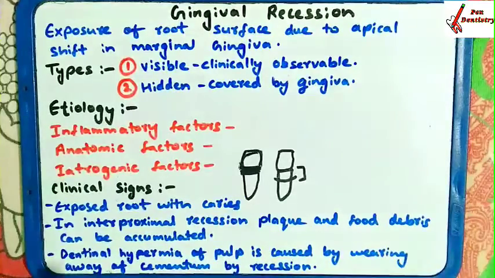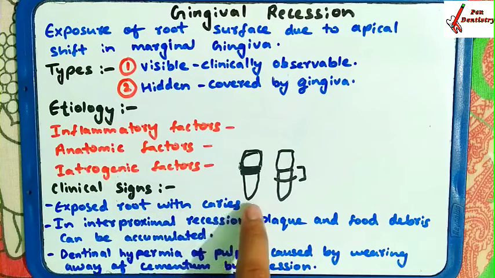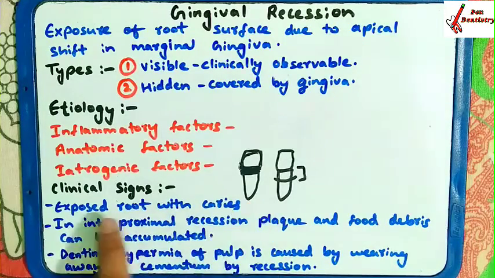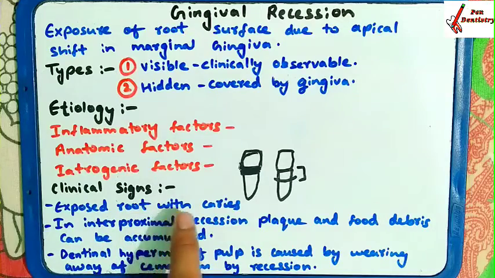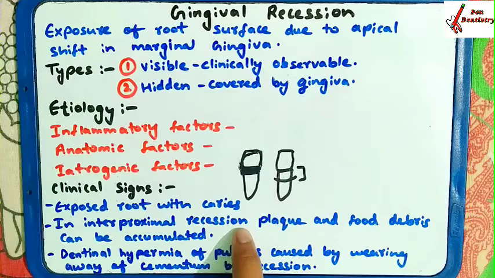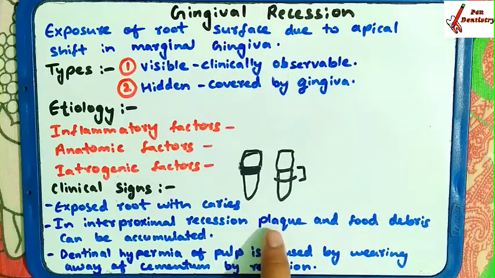What are the clinical signs? Clinical signs are that the exposed root will be seen with the carious part because of plaque accumulation. Due to food debris accumulation, there is a chance of caries, so the exposed root will be there with caries. In interproximal recession, if there is recession at the interproximal space, there will be plaque and food debris accumulated.